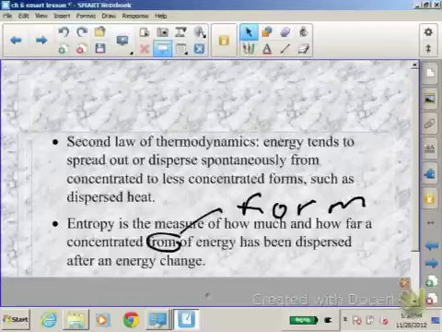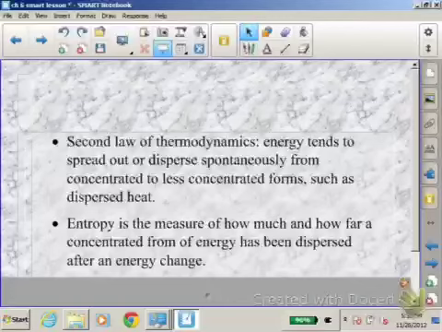Entropy is a measure of the disorder that systems tend to head toward.